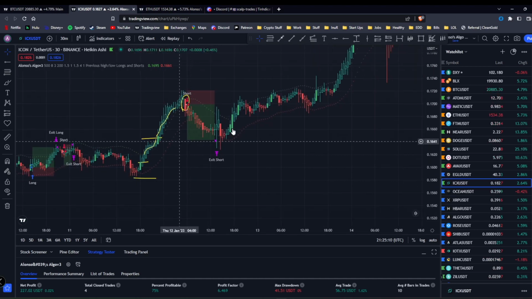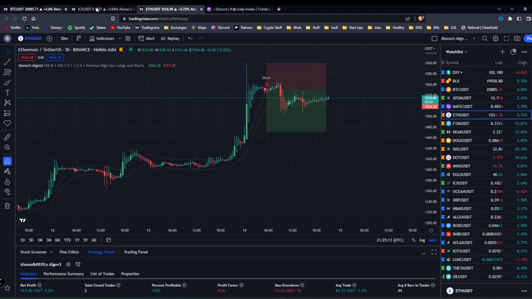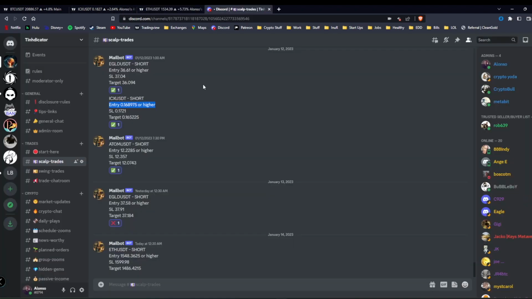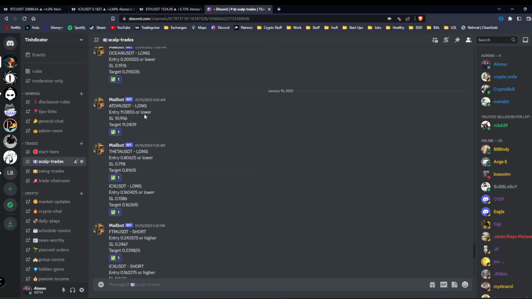It's okay. There's going to be many more trades, as you can see on here. This is our current one right now. So if I go back to the Discord, there are plenty of trades that it shows.